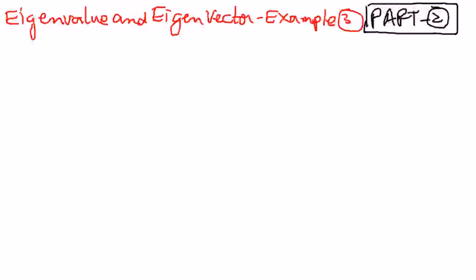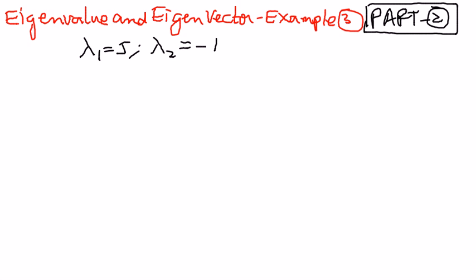Welcome to my presentation. In this presentation, we are continuing example 3, part 2. In the previous presentation, part 1, we figured out the values of the eigenvalues. The eigenvalues we determined were lambda 1 equal to 5 and lambda 2 equal to -1. Now we will use these eigenvalues to find the corresponding eigenvectors.